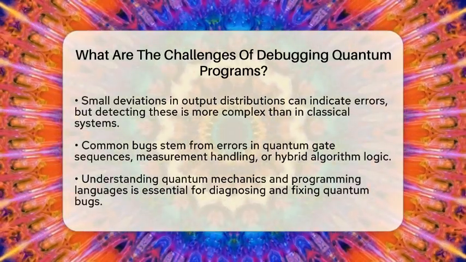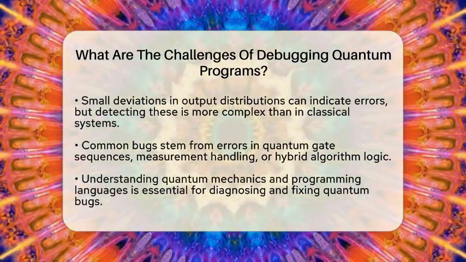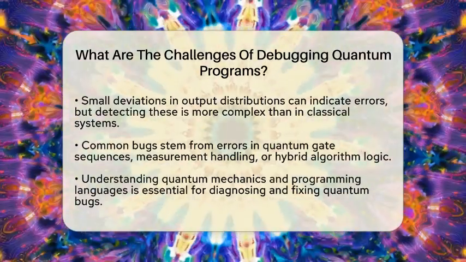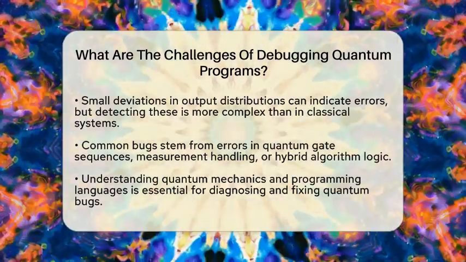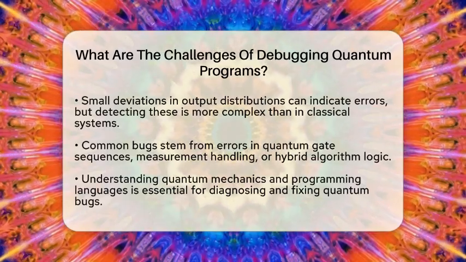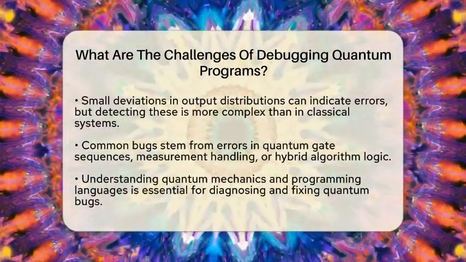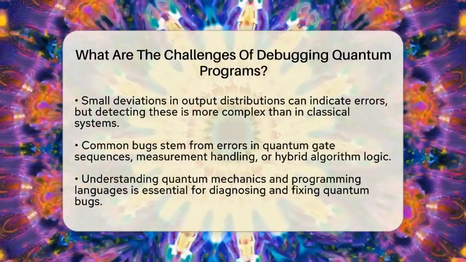Quantum bugs often happen because of mistakes in the sequence of quantum gates, errors in handling measurements, or logical errors in hybrid quantum classical algorithms. Fixing these bugs demands a good understanding of quantum mechanics and how quantum programming languages work. It's not enough to just look at code. You need to understand the physics behind it.